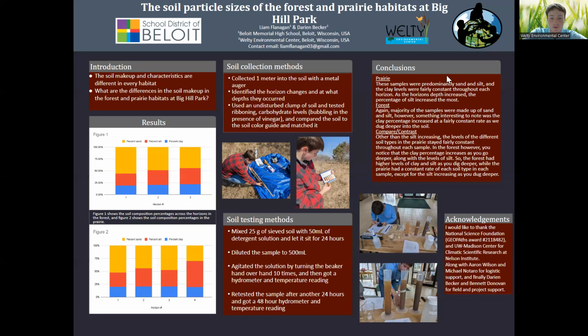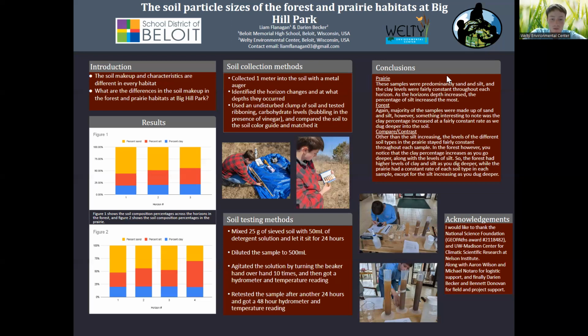First off, soil particle size distribution is the different amounts of soil particles within a sample. The three main particles are silt, sand, and clay. Forest samples have been found to have a makeup of majority sand and silt with little amounts of clay, while prairie samples are also mainly sand and silt. They have higher percentages of clay within the soil than the forest would have.